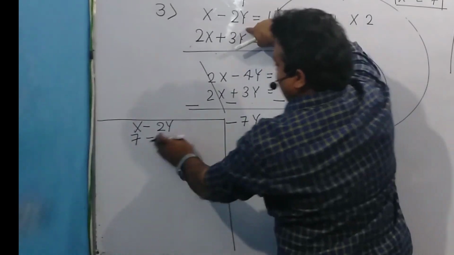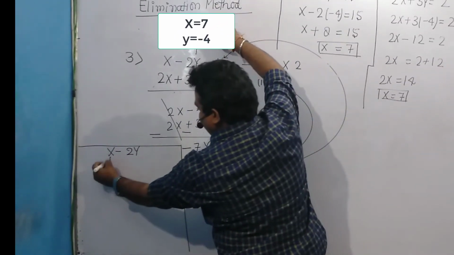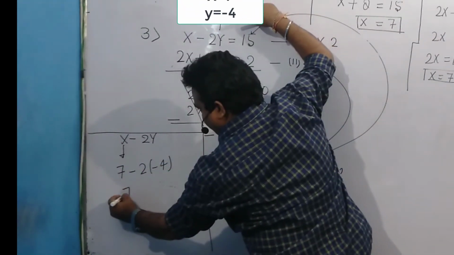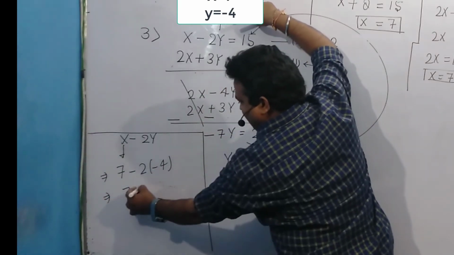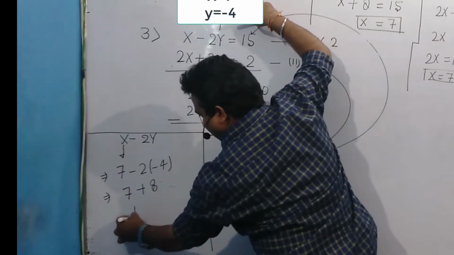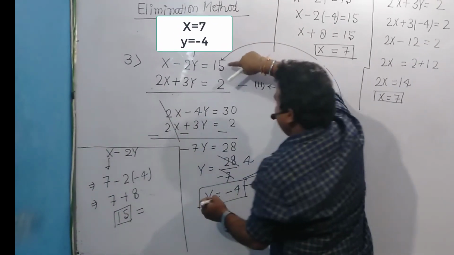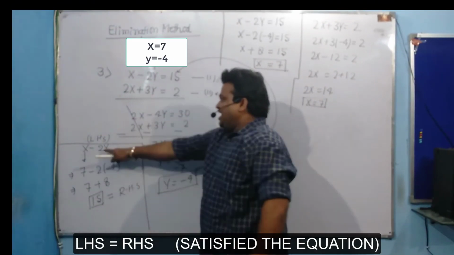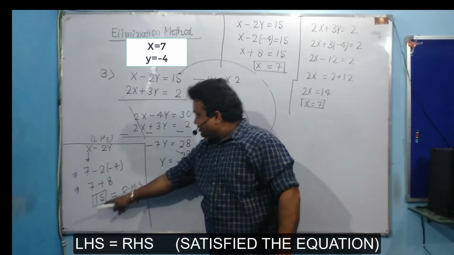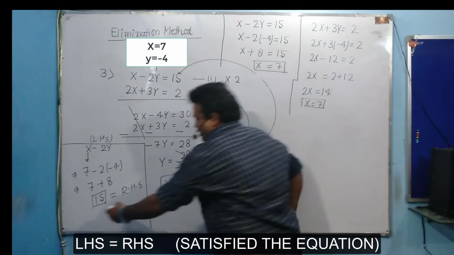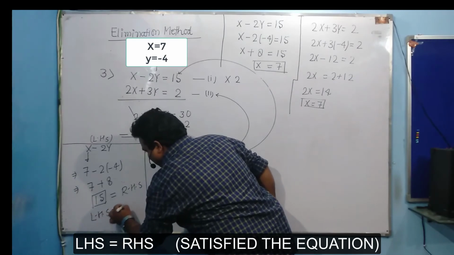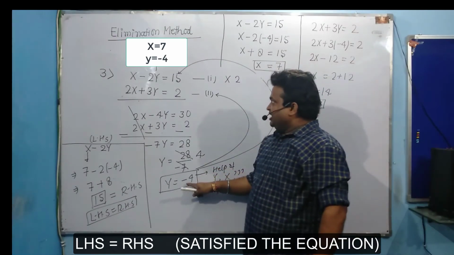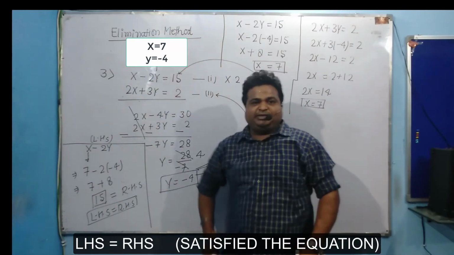What is the value of x minus 2y? X is 7, minus 2, and y is minus 4. So I am putting y equal to minus 4. What you will get is 7 minus minus, which is plus, 2 fours are 8. So 7 plus 8 comes to 15, which is equal to my right-hand side value. I started with my left-hand side value x minus 2y, and finally the result is equal to the right-hand side value. It means that my answer is correct: x equal to 7, y equal to minus 4. The solution of this equation is absolutely correct.